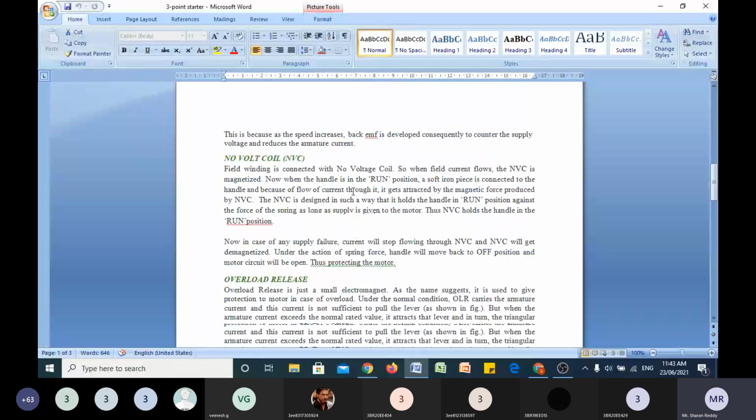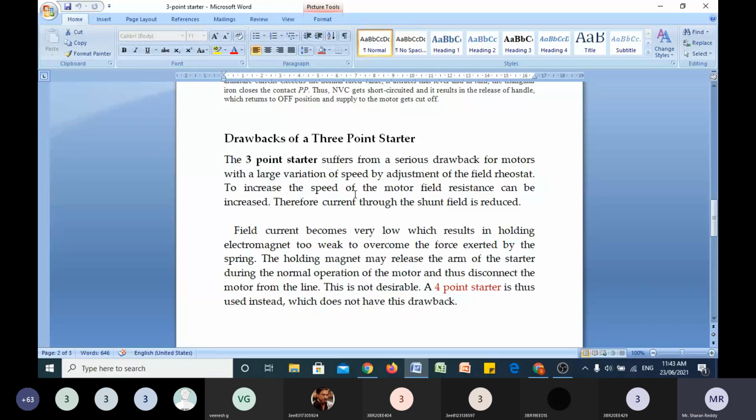Okay, a drawback of the 3-point starter. Just read it, what it is. Just go through it, just one minute, you read it. Yes, understood. The same thing what I explained.